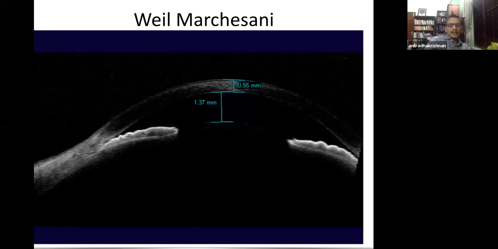May not be very clear for you, but you can see the anterior corneal. I think it's not very apparent in this, but this is an example of a patient with Weill-Marchesani syndrome with a very shallow anterior chamber. You see the anterior chamber depth from the anterior lenticular surface to the endothelium, it's only 1.37 millimeter. You can see a very crowded anterior chamber.